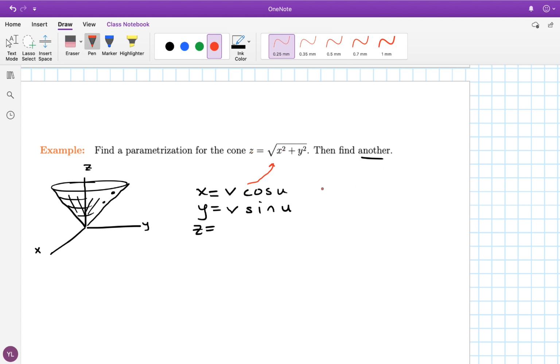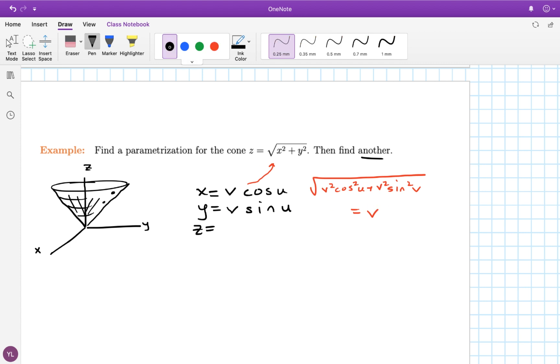So watch. If I plug in v cosine u for x, I get v squared cosine squared u. And if I plug in v sine u for y, I get this, and then under the radical, this is what the z has to be in order for this parameterization to parameterize the cone. Well, factoring out a v squared and recognizing that cosine squared plus sine squared is 1, we've got the square root of v squared, and here we want the z to be positive, so I'm going to take the square root of v squared and allow v to be positive, all right?